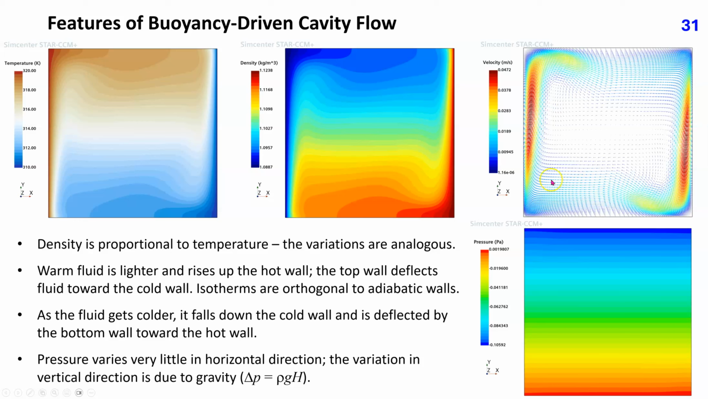Density is proportional to temperature, therefore the variations are analogous. Warm fluid is lighter and rises up the hot wall, as can be seen from the plot of velocity vectors. The top wall deflects the fluid toward the cold wall.